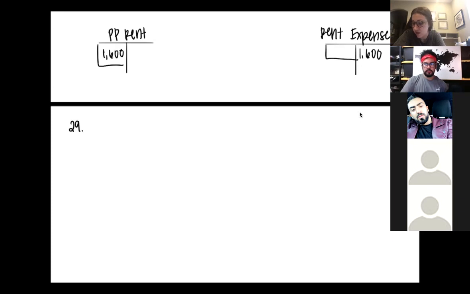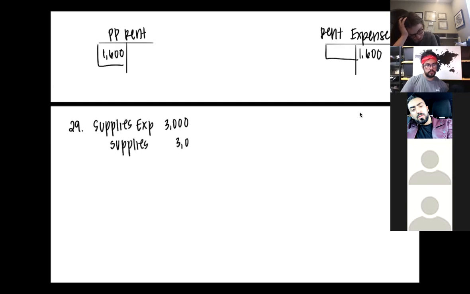So what's our adjusting journal entry for supplies when we use some of it up? We debit our expense for 3,000. And then we credit supplies. Yep. So this is net income, and it decreases it because it's an expense, and supplies go down. So our assets go down.